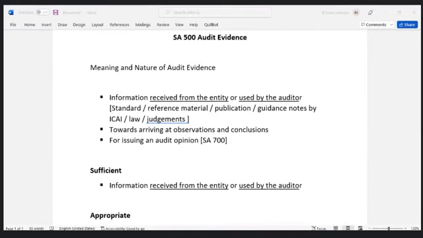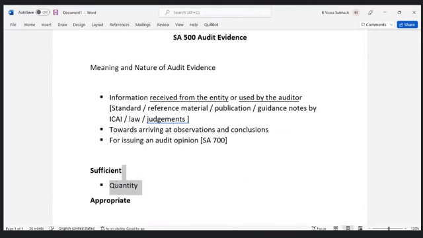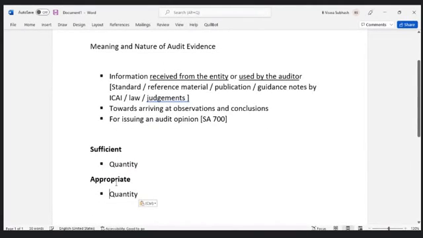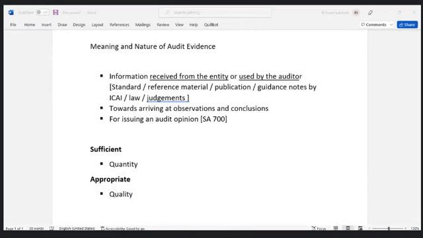Okay, what is sufficient? Sufficient always talks about quantity. And then we have appropriate, which always talks about quality. Sufficient is all about quantity. Appropriate is all about quality. How do we measure whether it is sufficient or not? How do we measure whether it is appropriate or not?